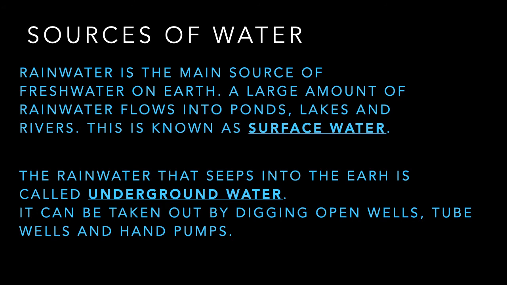The rainwater that seeps into the earth is called underground water. It can be taken out by digging open wells, tube wells and hand pumps.